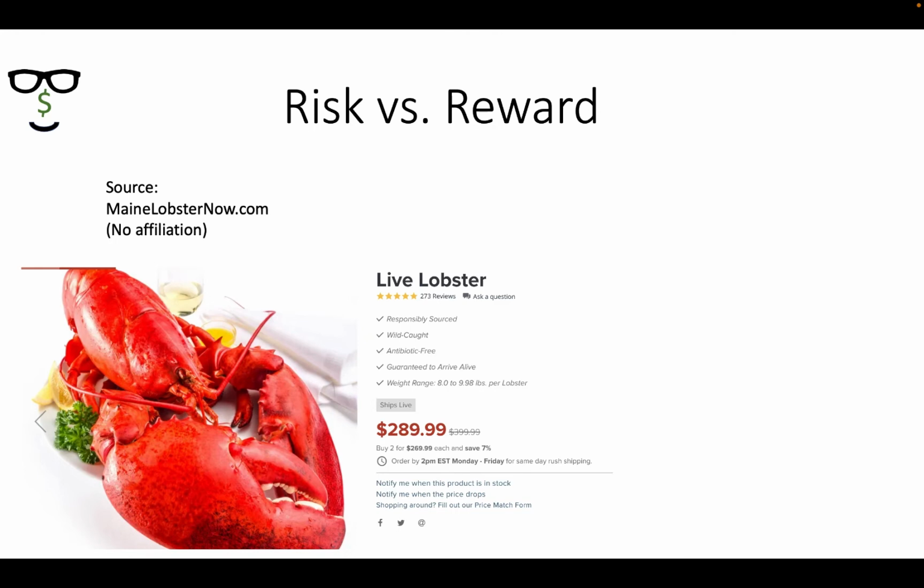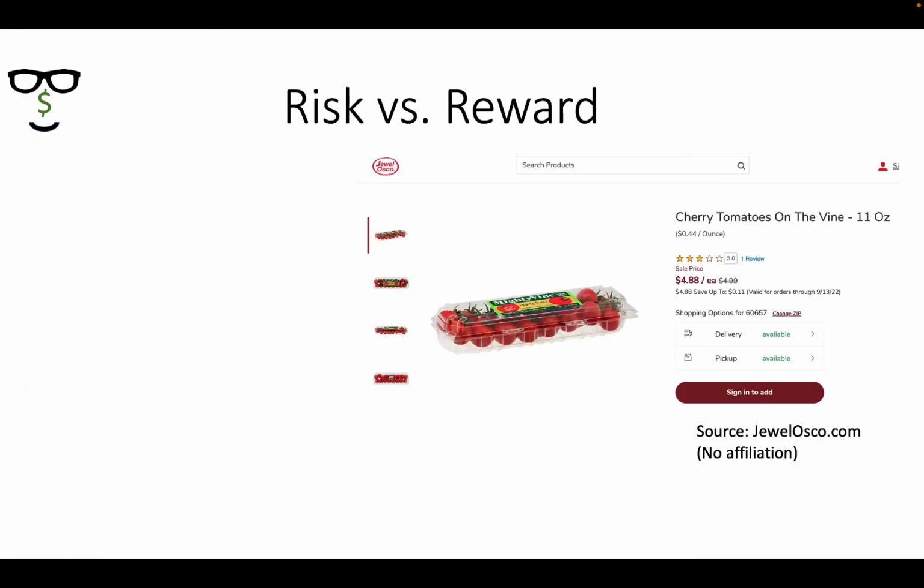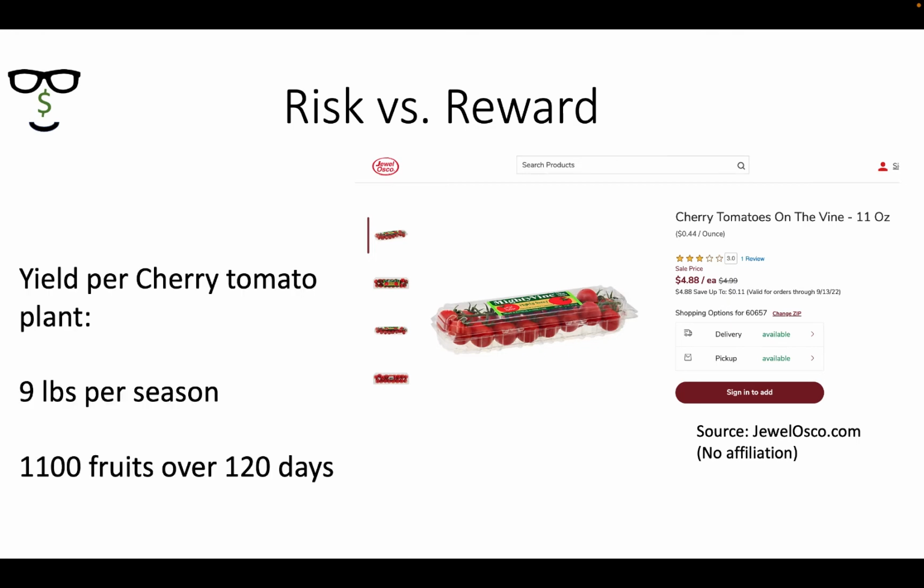However, the risk versus reward also has a similar pattern. Whereas growth investing, or a lobster in our case, produces $30 a pound, yield investing only produces $5 a pound, but you get your yield every day over the course of time.